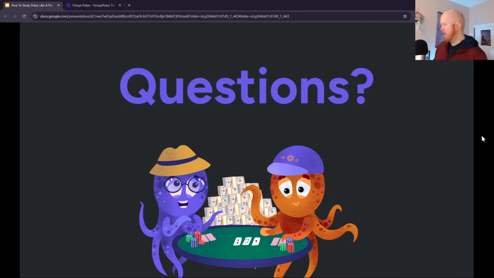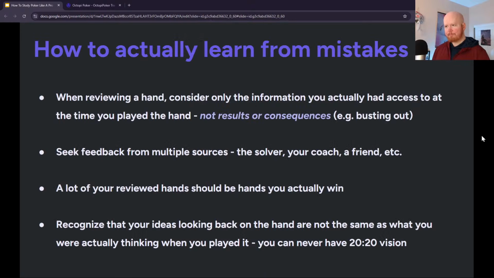So David Stern says, can you go over figuring out what you did wrong on a hand again, please? Yeah, sure. So the first thing is when reviewing a hand, consider only the information you actually had access to at the time you played the hand, not the results or the consequences. So what you did wrong, you may not have done anything wrong, right? This is the crucial thing, right? It's very important, and I didn't mention this before, but I should have.